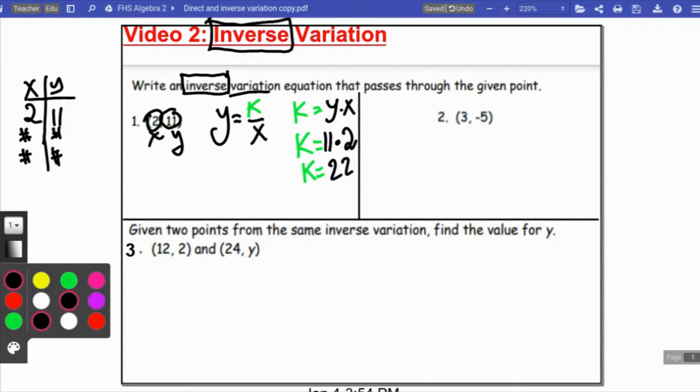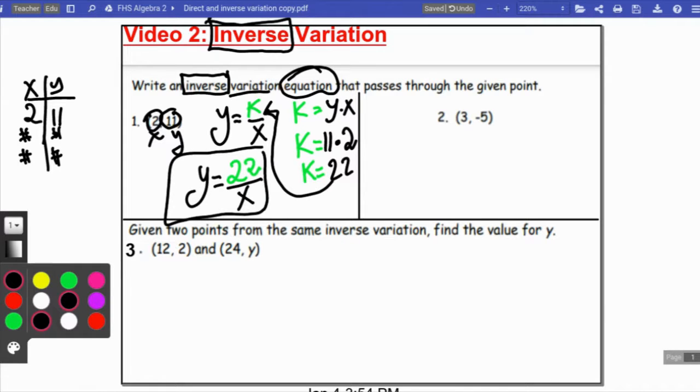All right, let's go ahead and plug this in the equation, because they want me to write an equation. So therefore, y equals, the k is 22 over x. That's it. That is it. They just wanted the equation passing through that. We got that done.